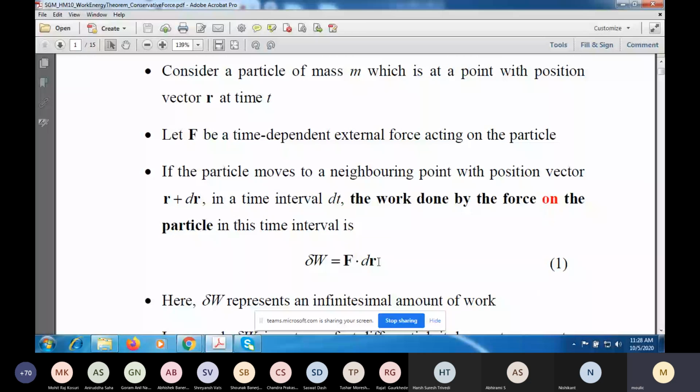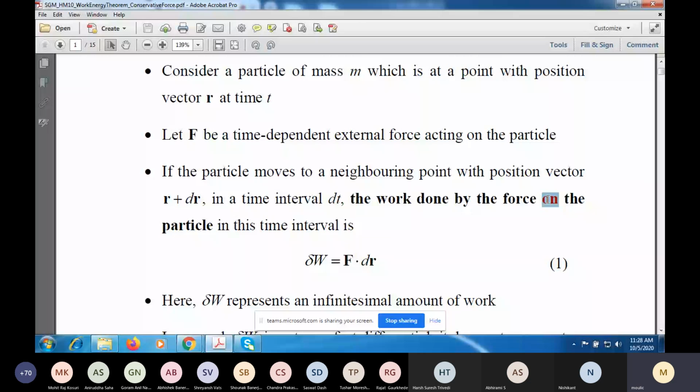So it is the component of the force in the direction of the displacement, or the component of the displacement in the direction of the force. And if these two are at right angles, there is no work done. Okay. So this is work done on the particle. So I've written this in red over here. It is work done by the force.